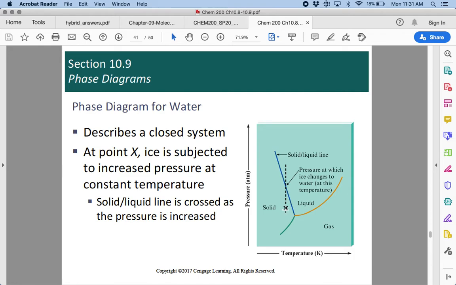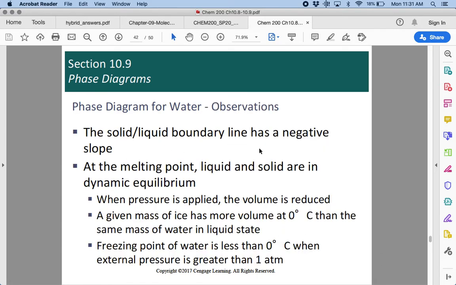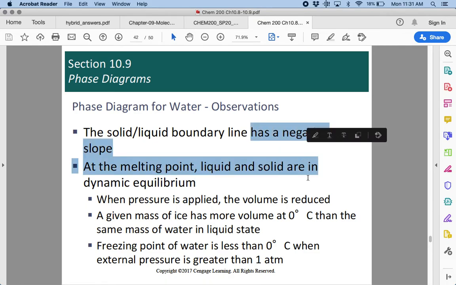At point X, which we have here, the ice, because we're in the solid, is subjected to increased pressure. So if we had this solid and we kept increasing the pressure, but the temperature remained constant, the pressure gets higher and higher. Eventually, we're going to pass that solid-liquid line, that barrier. And again, for water, like I mentioned, this has a negative slope, so this is kind of unique to water.